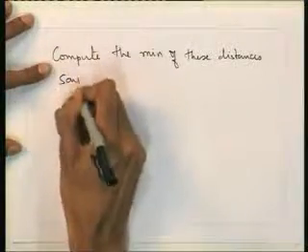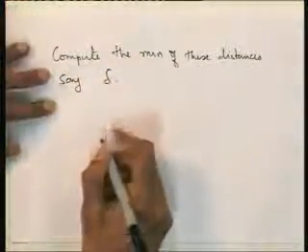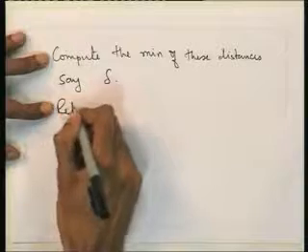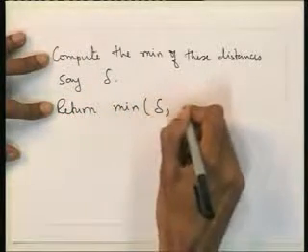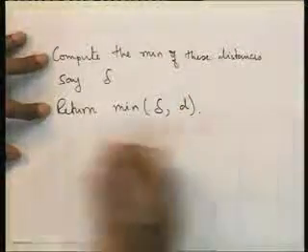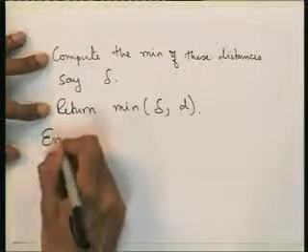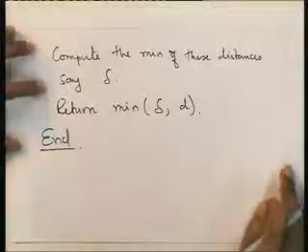Say it's some delta. Then return the min of delta and d. And that ends the algorithm.